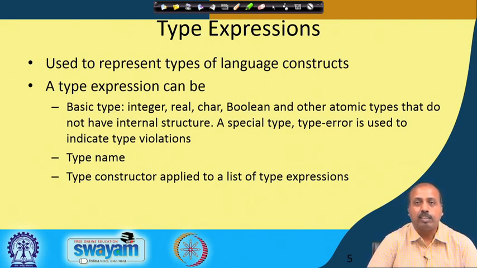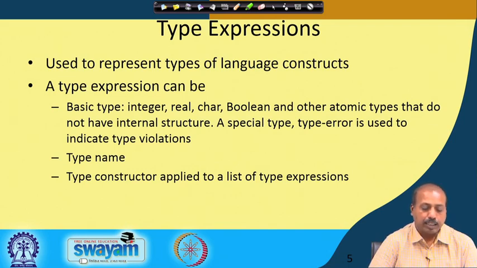Similarly, real, character, boolean are all atomic types, and they do not have further internal structure. There is also a special type called type error, for indicating type violation. Whenever there is a type violation, associated with the corresponding construct, we will put that its type is type error, so that we can point out the type errors.